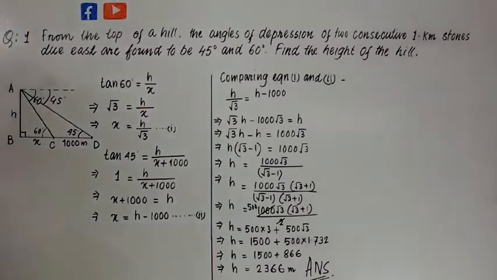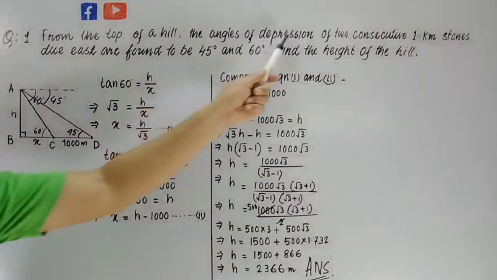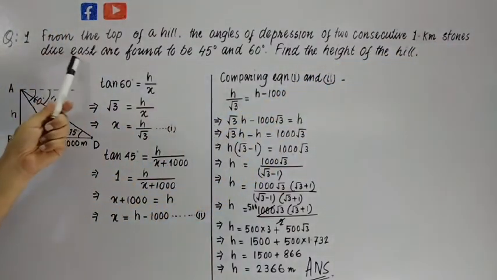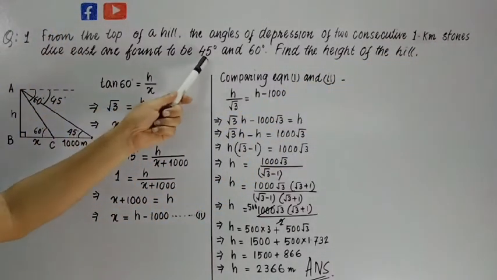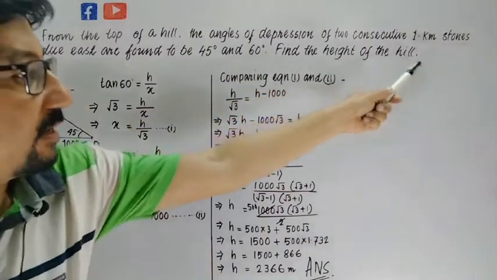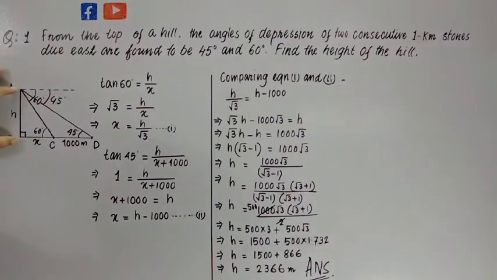Sum number 1. From the top of a hill, the angles of depression of two consecutive 1 kilometer stones due east are found to be 45 degree and 60 degree. Find the height of the hill. Let this be the hill. AB is the hill, suppose. Let AB be H. I have supposed the height of the hill AB to be H.